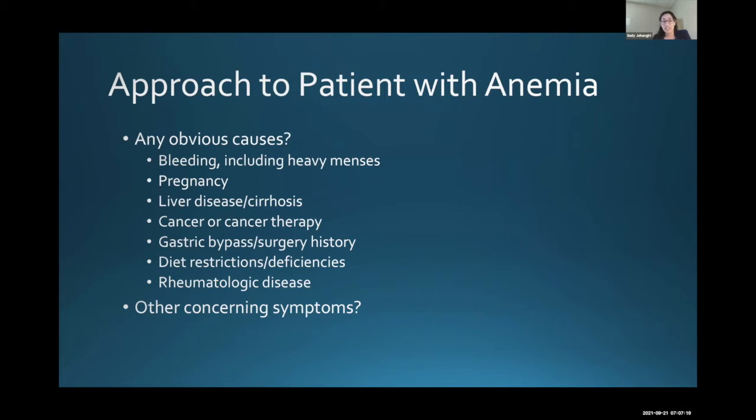Liver disease and cirrhosis can contribute to anemia. Obviously, someone with a malignancy or anti-neoplastic therapy is going to potentially have some anemia. Any kind of gastric surgery, including gastric bypass, sleeves, those kinds of things, can also impact absorption of nutrients and cause anemia. Dietary restrictions and deficiencies, whether through a really restricted diet or just access to those nutrients, can also contribute. And then autoimmune or rheumatologic disease can sometimes cause an autoimmune anemia as well. Any other symptom that may point you in one way or another, such as signs that make you think they have an undiagnosed malignancy, is also worth noting.